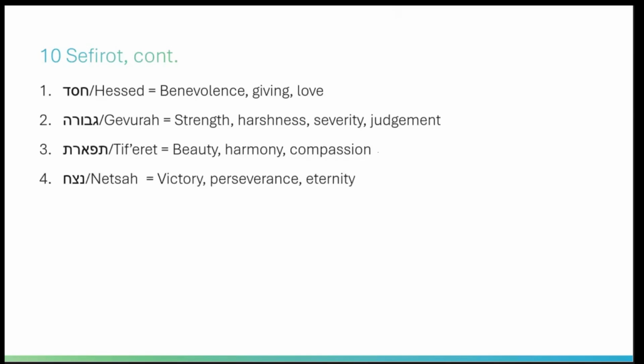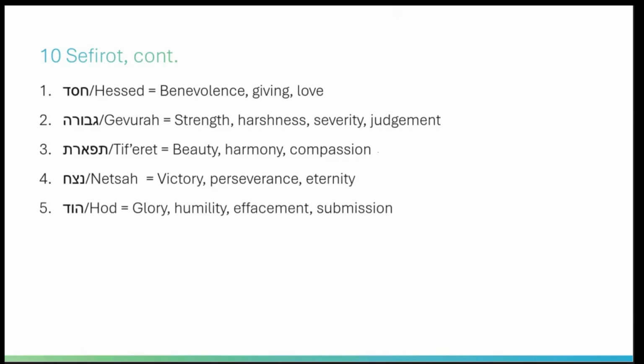Okay, number 4 is Netzach. Netzach can be translated as victory, and can also be translated as perseverance, and eternity. I think those three go together. Netzach means forever, and victory is a result of perseverance, and perseverance is where you continue always, even when it's tough.